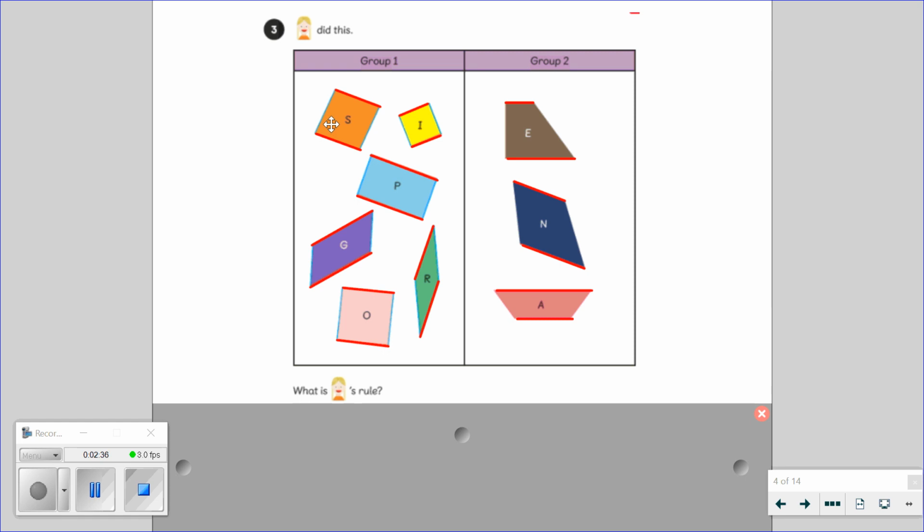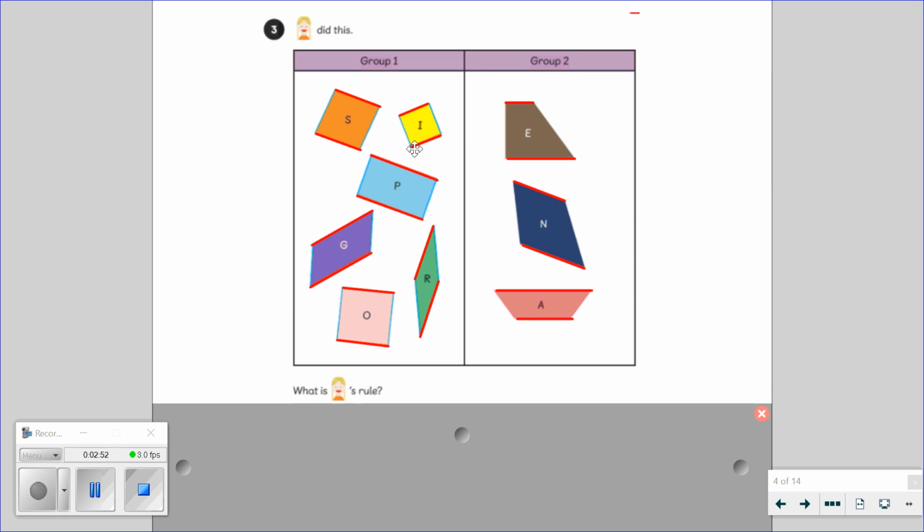If we look at S, we can see a set of parallel lines here and here. Quadrilaterals that have opposite sides that are parallel are called parallelograms.